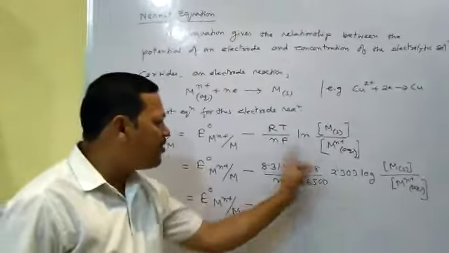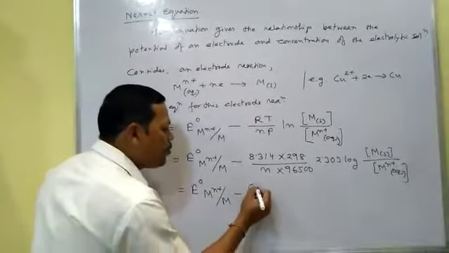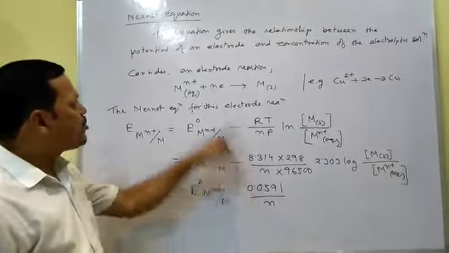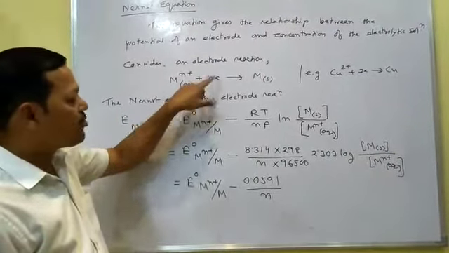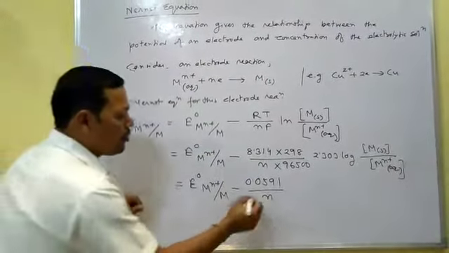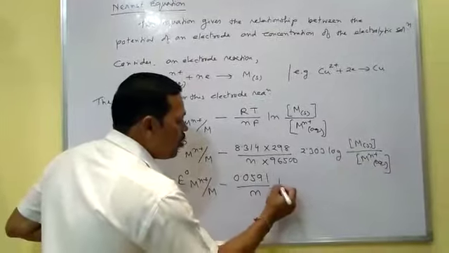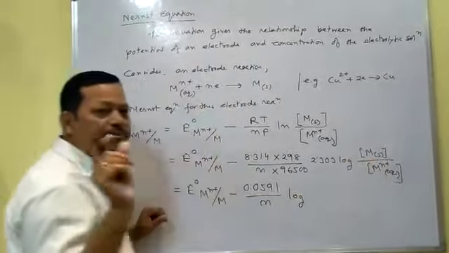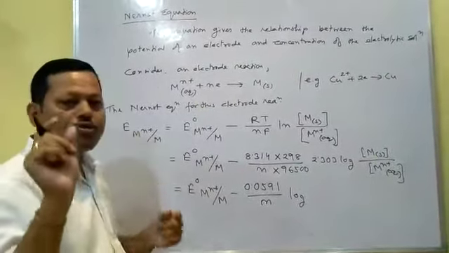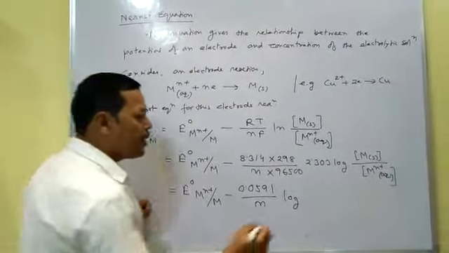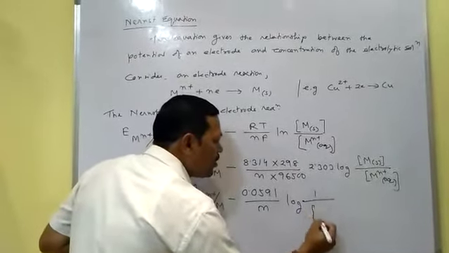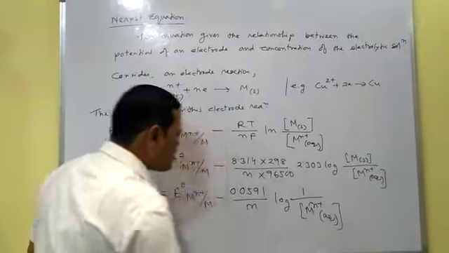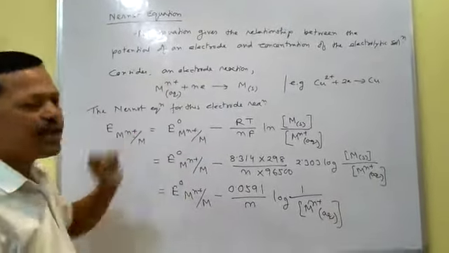When you multiply these values, you will get 0.0591 divided by n. Here n depends on the reaction, how many moles of electrons are transferred; that n value you have to put here. Then log of the concentration of metal solid. Solid substance concentration is always considered as 1 because the concentration of a solid does not change. That's why you consider it as 1 by the concentration of Mn+ aqueous. So this is the Nernst equation for this electrode reaction.